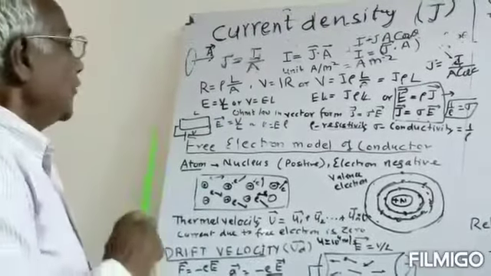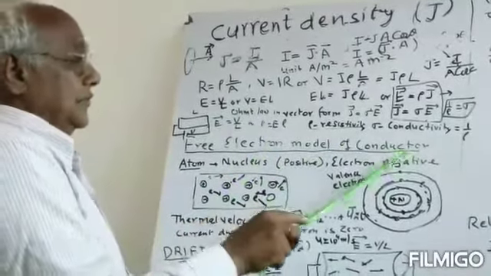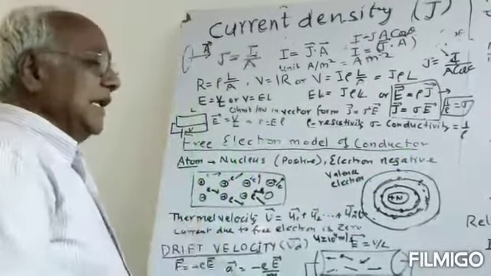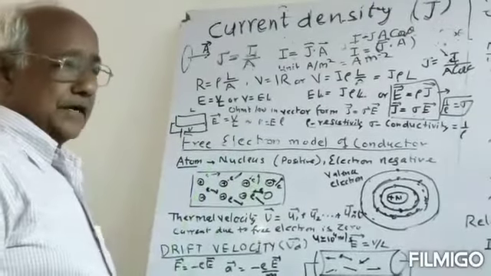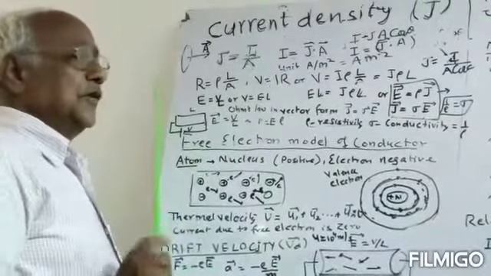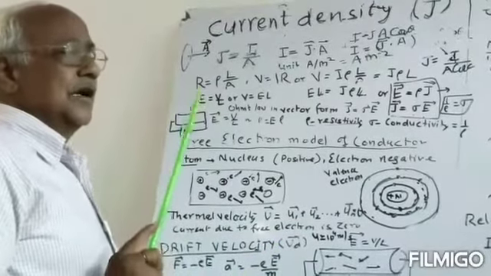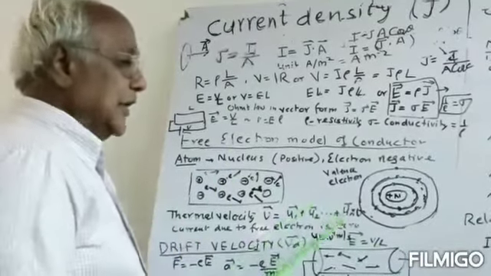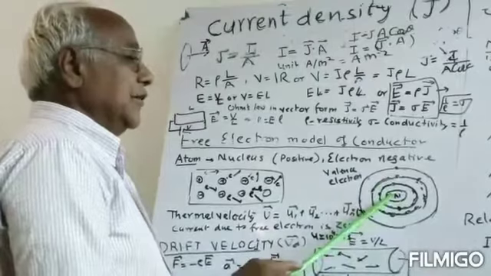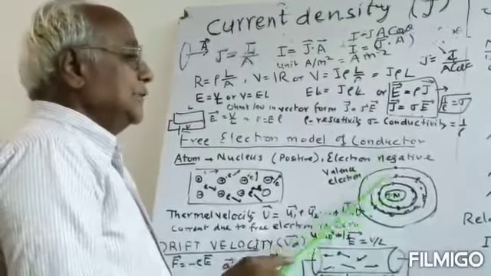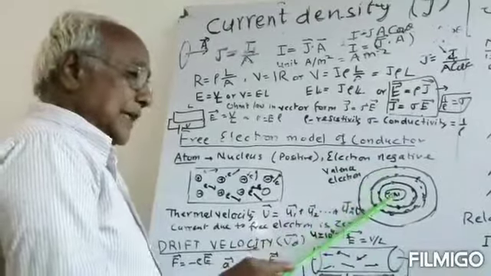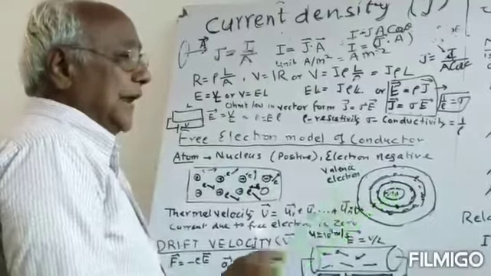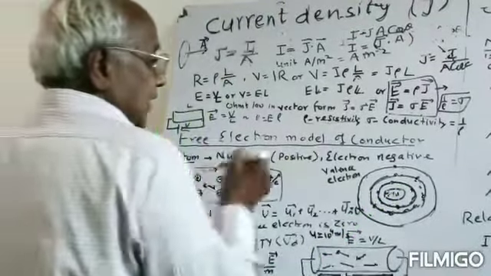Now, what is the free electron model of a conductor? Any matter is made up of atoms. An atom is neutral, and neutral means the total charge is 0. In the atom there is a nucleus at the center, and the nucleus has positive charge. This positive charge is due to the presence of protons. The size of the nucleus is very small, of the order of 10 raised to minus 14 meters.